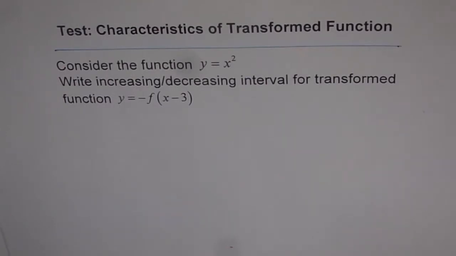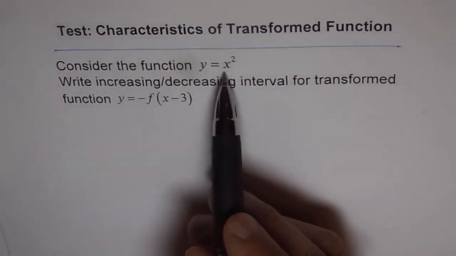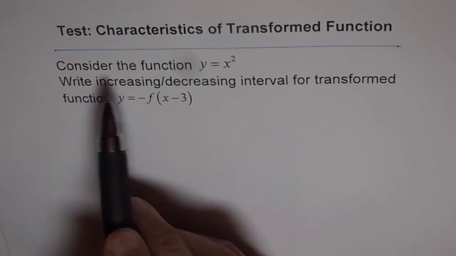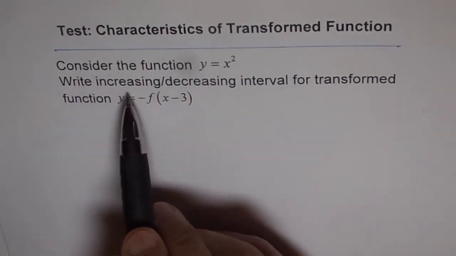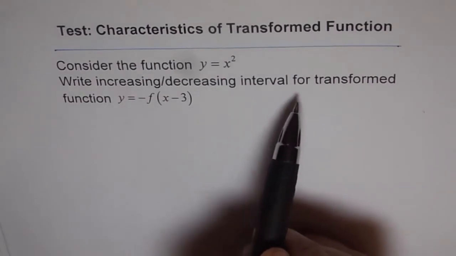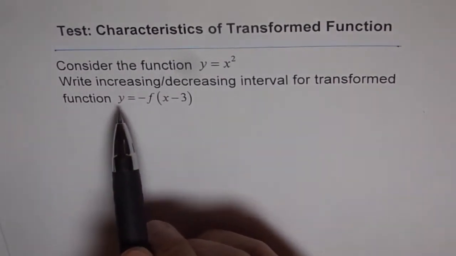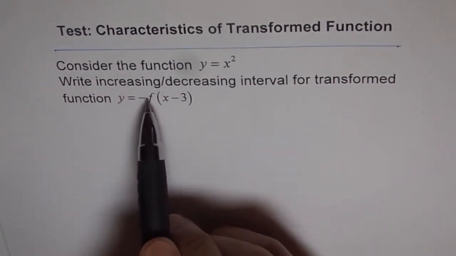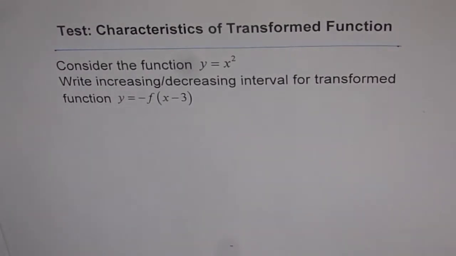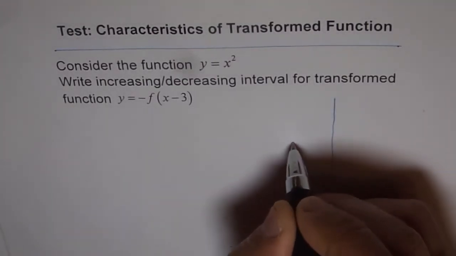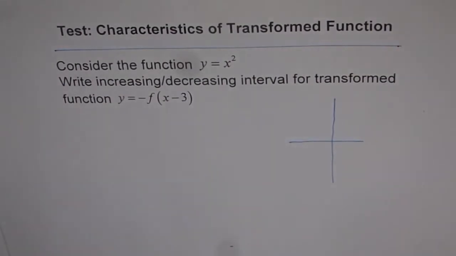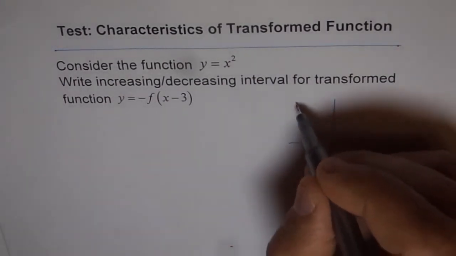Now this one, the basic function is y equals x squared. Let's go through it. Consider the function y equals x squared. Write the increasing and decreasing intervals for the transformed function y equals minus f of x minus 3. Now, you know y equals x squared is like what? So let's sketch it on the side so that we understand what we are talking about, right? So y equals x squared is a parabola.